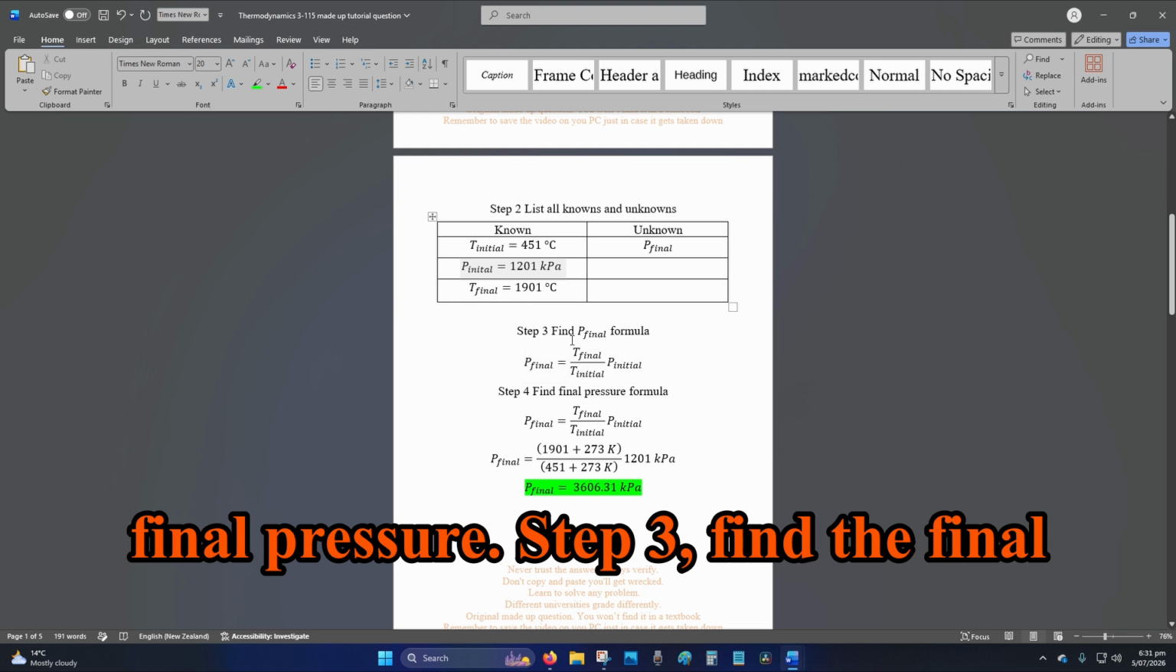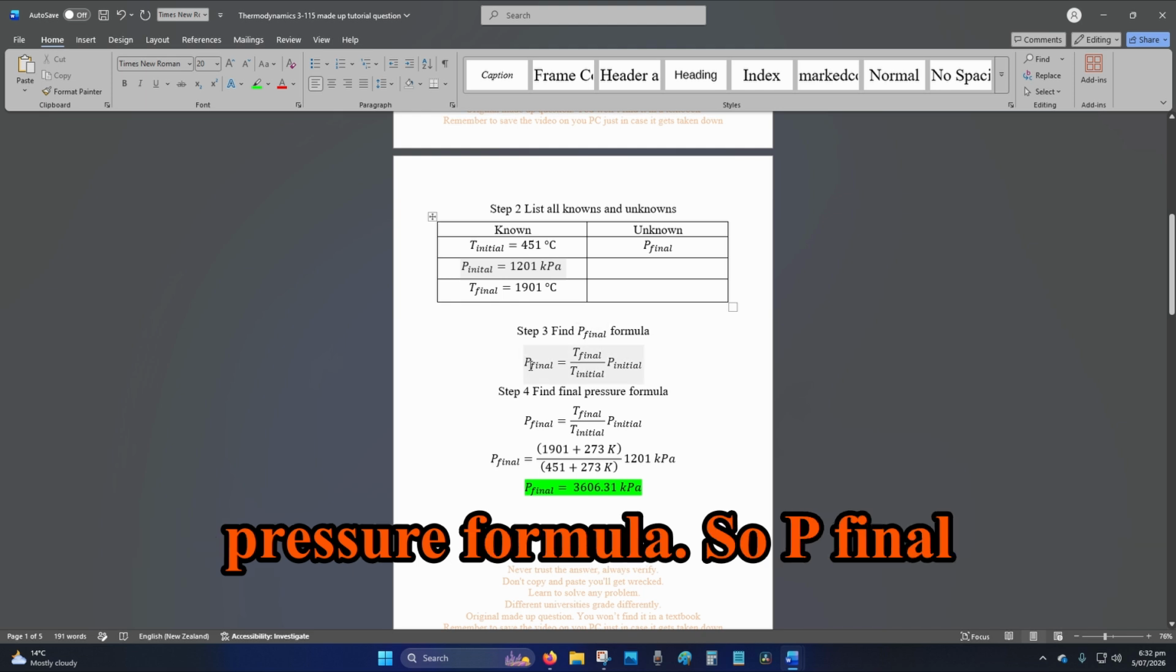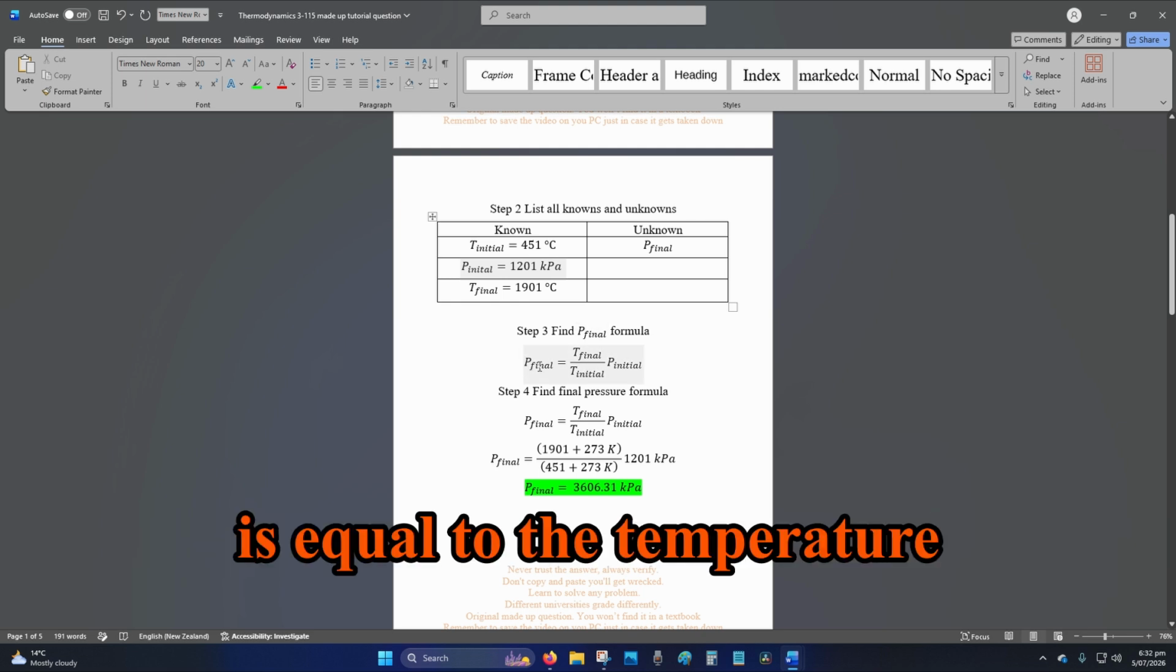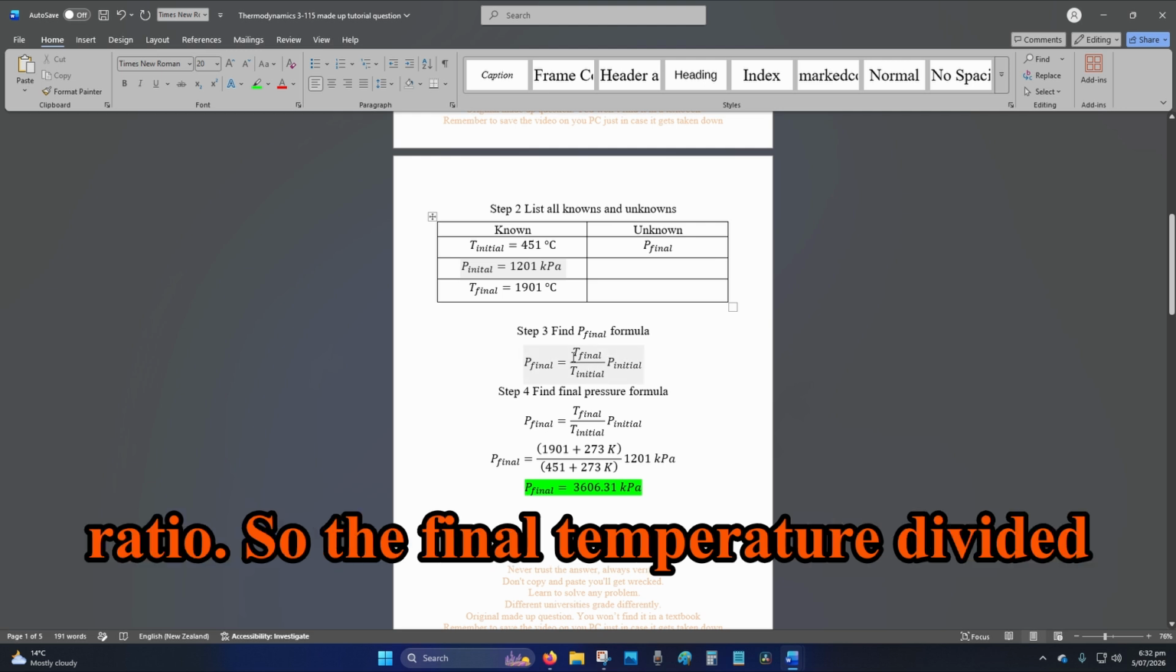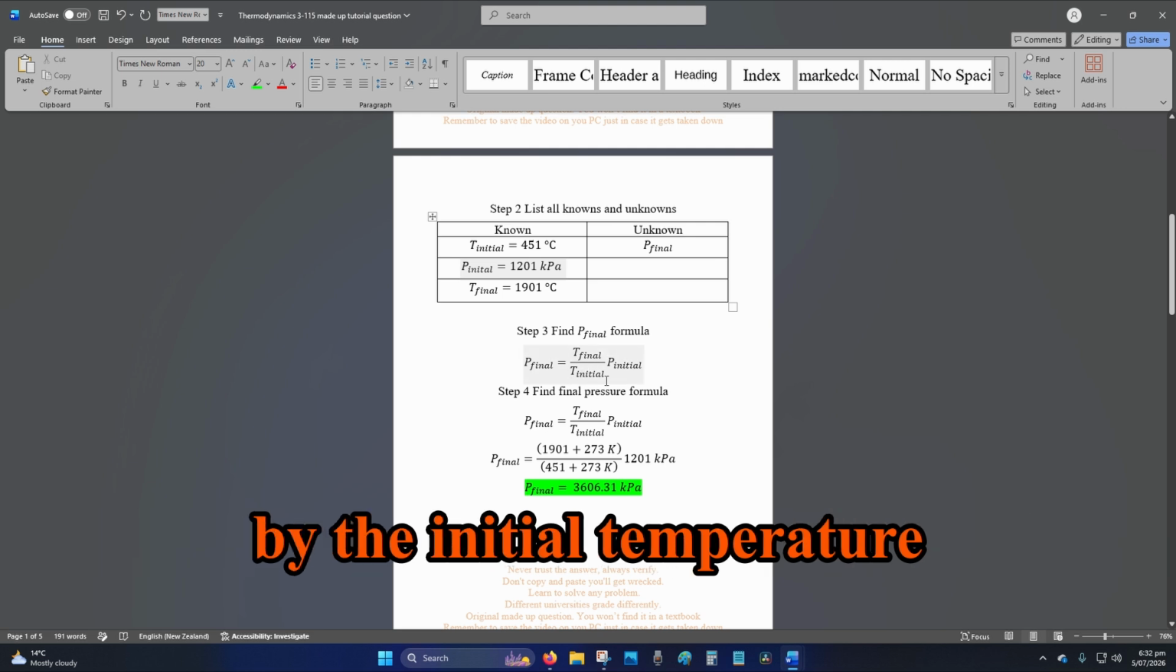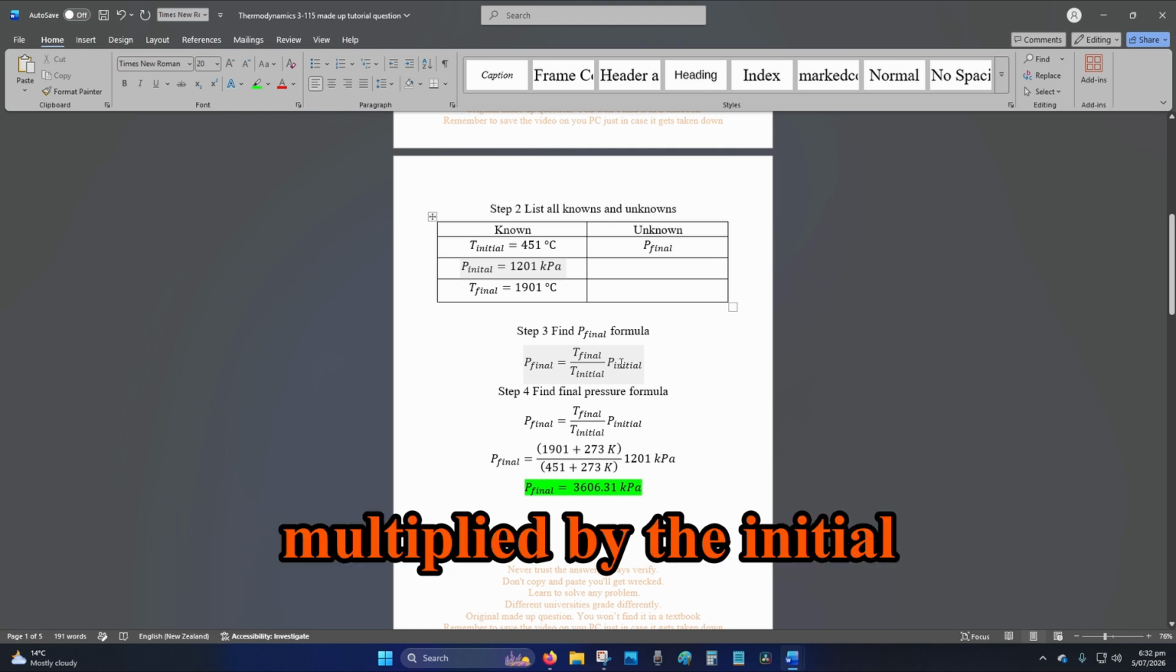Step 3, find the final pressure formula. So P final is equal to the temperature ratio. So the final temperature divided by the initial temperature, multiplied by the initial pressure.